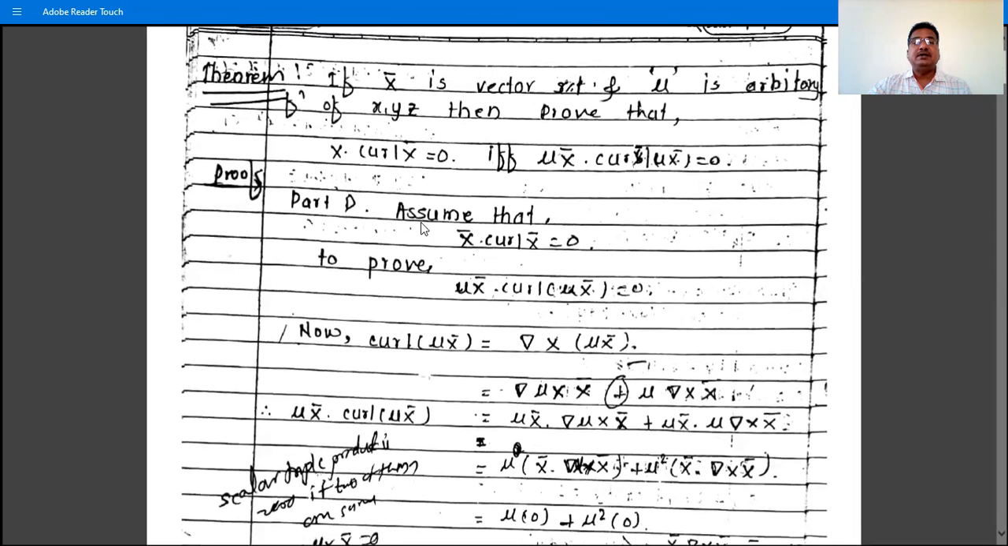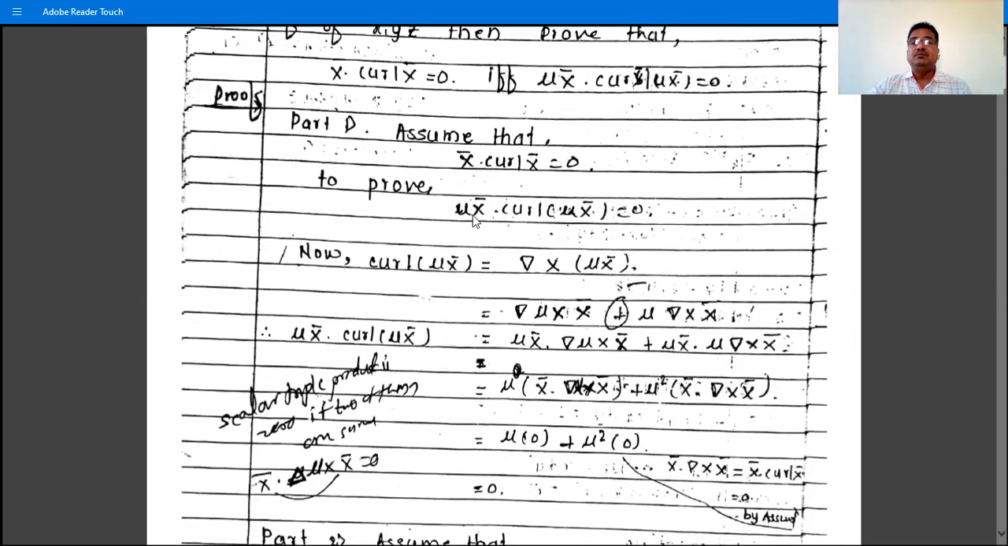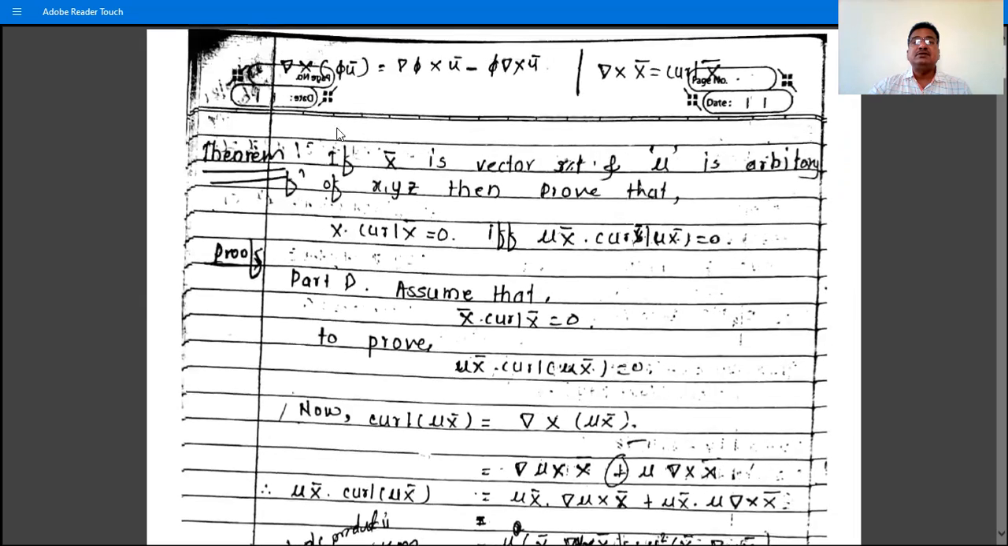So, proof of this theorem, part 1. Assume that X bar dot curl X bar is 0. Now we have to show that mu X bar dot curl mu X bar is 0. Now, curl mu X bar is what? Curl means del cross mu X bar. And what is del cross?